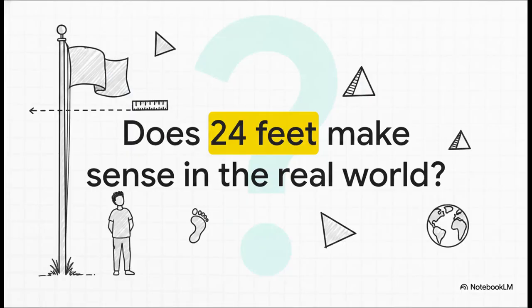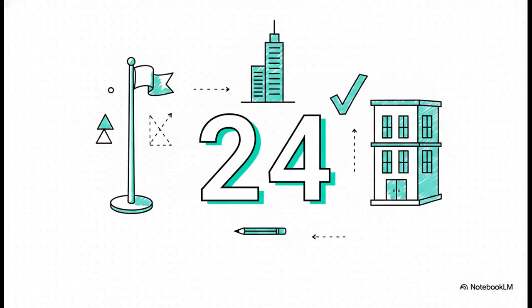Here is our second pause check. We just calculated the flagpole's height to be 24 feet. Pause the explainer again. I want you to evaluate this number based on units and reasonableness. Does 24 feet actually make sense in the real world? And the reasoning is, yes, it is highly reasonable.